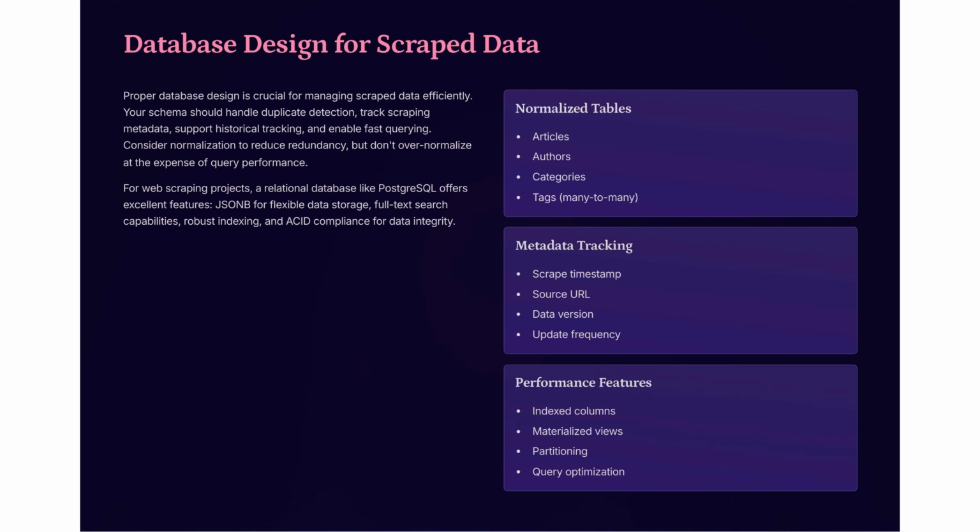Efficient database design is vital for managing scraped data. Ensure your schema supports duplicate detection, metadata tracking, and fast querying. Use normalization wisely to balance redundancy and performance. PostgreSQL is ideal, offering JSON-B for flexible storage, full-text search, and robust indexing. Key tables include articles, authors, categories, and tags, with metadata tracking and performance features like indexed columns and partitioning.